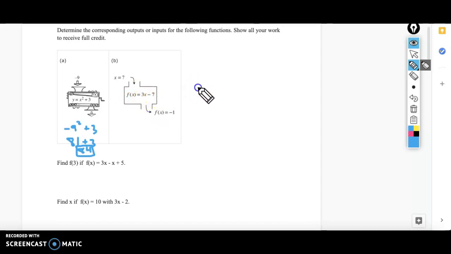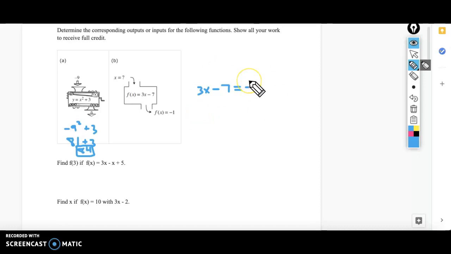If I know that my equation is 3x minus 7, and normally I take this number and plug it in right here where the x is, and then I make it equal to my answer, the answer I'm trying to get. Well, the answer I'm trying to get here is a -1.